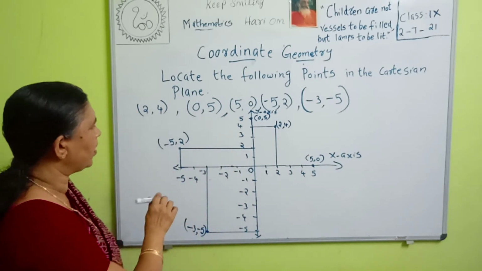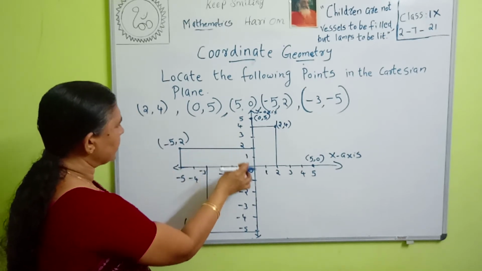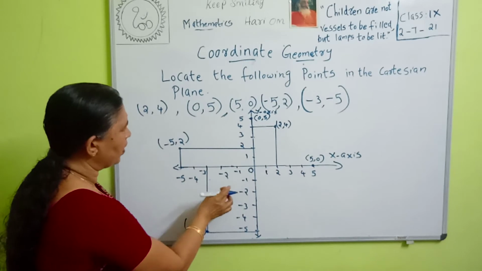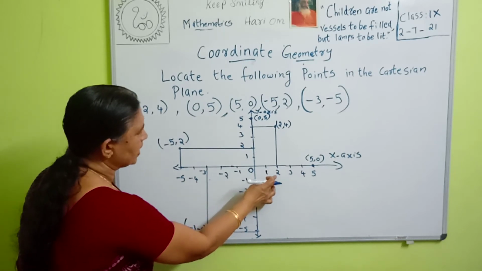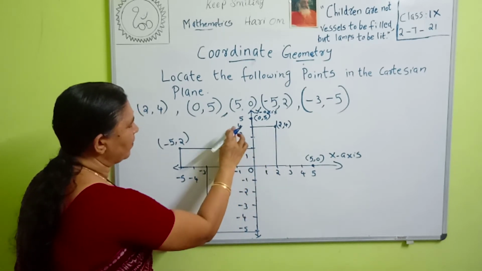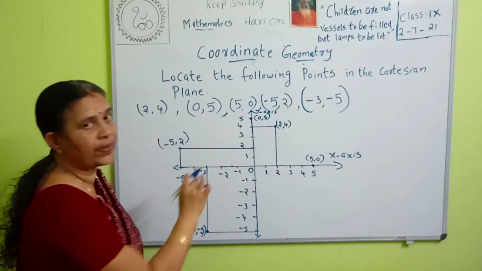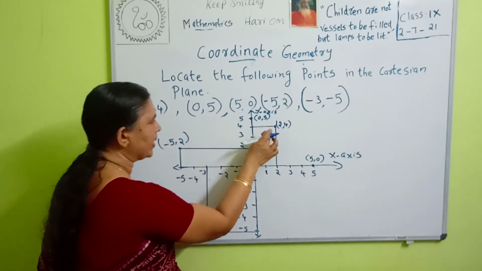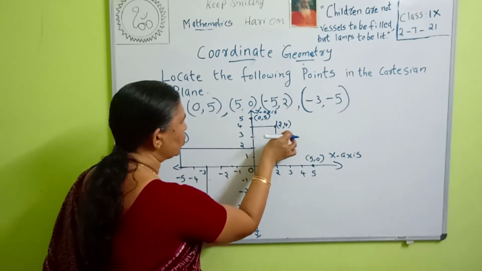Here the first point is 2, 4. That is, x coordinate is 2 and y coordinate is 4. So first we start from here and draw a line. Then from this 4 also we draw a line. Those two lines will meet at a point. That point is 2, 4.